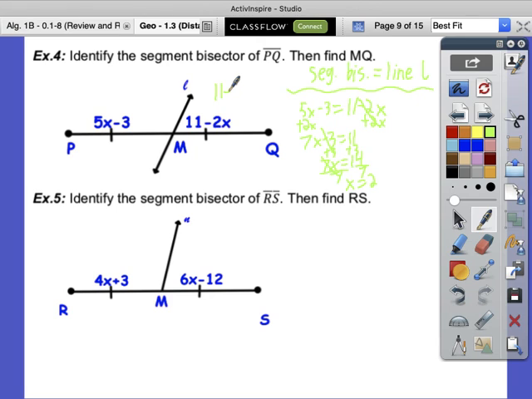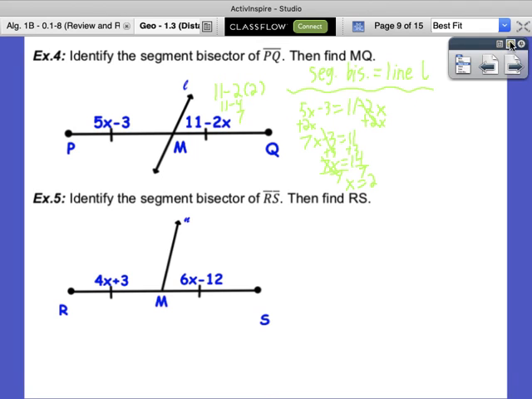11 minus 2 times 2. Okay, so 11 minus 4 is 7. So we found that the segment bisector is line L. And then our other answer is that the measure of segment MQ is 7. And that would be our answer, or our answers.